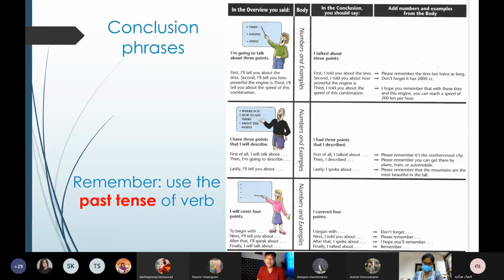Second, I told you about how powerful the engine is. Don't forget, it has 2000 cc. And third, I told you about the speed of this combination. I hope you remember that with these tires and this engine, you can reach a speed of 200 kilometers per hour. So again, in the conclusion, you do the overview again, but in the past tense. And then you give 1 point, one idea that your audience should remember from each of the points.